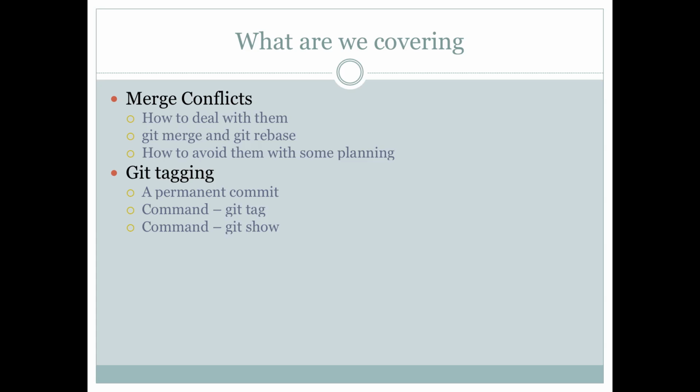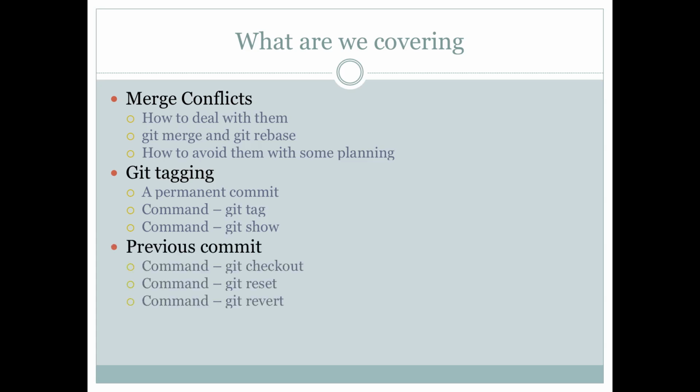The second topic will be about tagging. Tagging is very similar to how a commit works. The most common use for a tag is to bookmark a milestone or event in your commit history. An example of that would be you would tag every single time your software is ready to be released and shipped out to your customers.